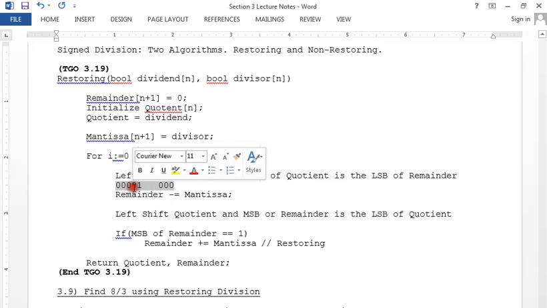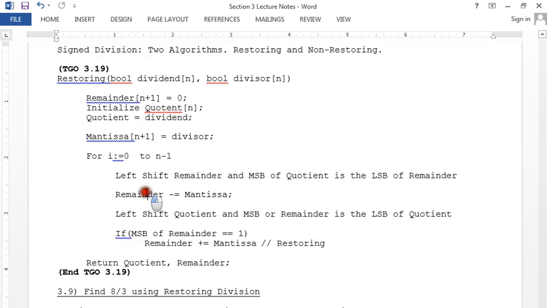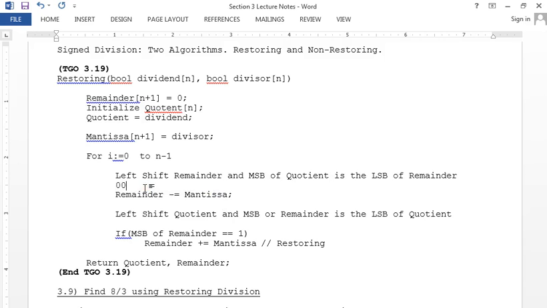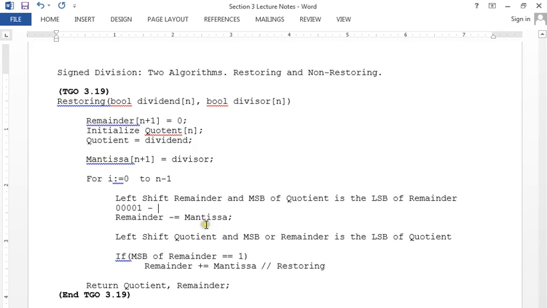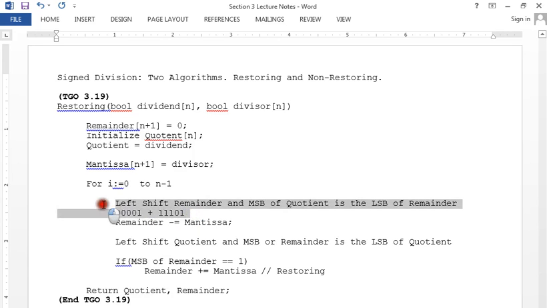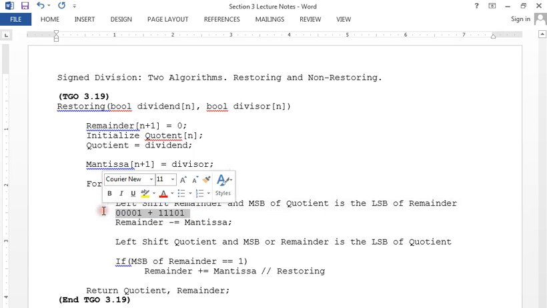And then every iteration of the algorithm, we subtract the mantissa. So this becomes 0, 0, 0, 0, 1 minus, let's see, it was minus 3, right? So it's the 2's complement of 0, 0, 0, 1, 1. So this becomes 1, 1, 1, 0, 1. So that just becomes plus that, right? So when we say subtract, this becomes minus the value.